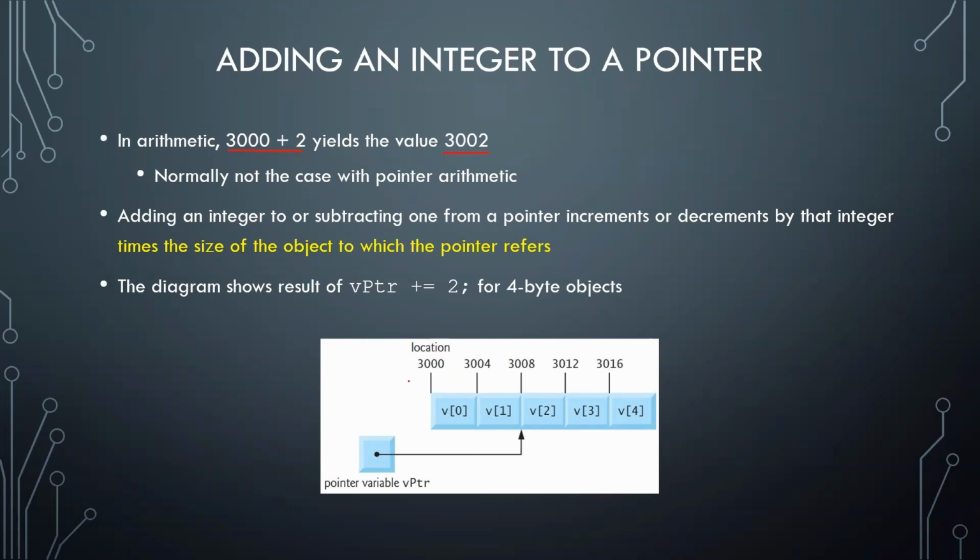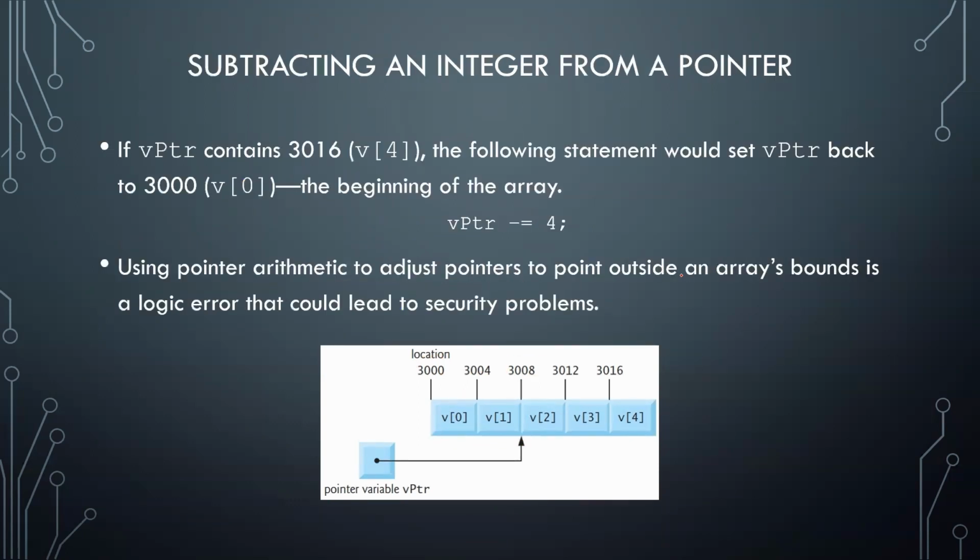So for example, let's take our V that we just talked about. If I add 2 to V, if I'm originally at 0 and I add 2, I go to 1 and I go to 2. So instead of being at 3002, I'm actually at 3008, because I moved 2 elements. I did not add 2 to the actual memory location. That would put me at 3002, which would be somewhere in the middle of the first element. So that's not how we add when we talk about pointers.